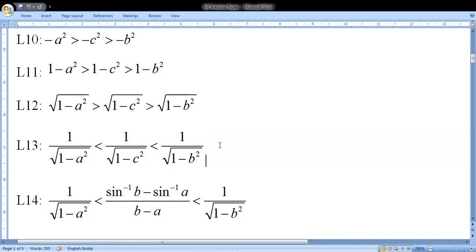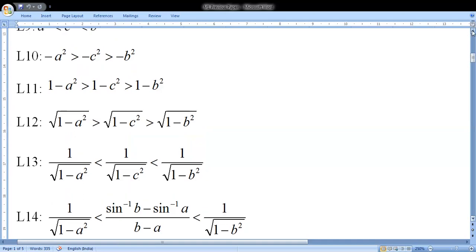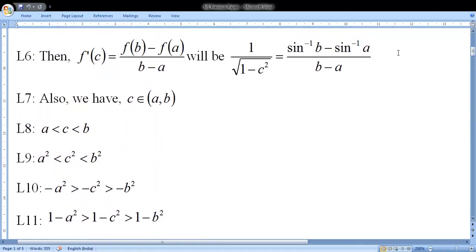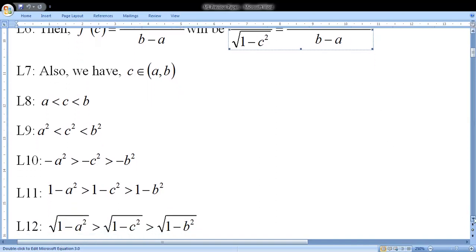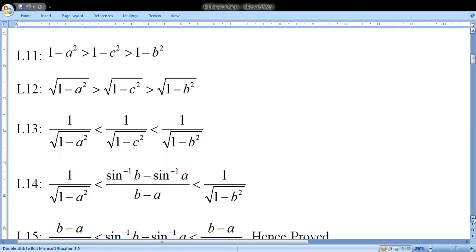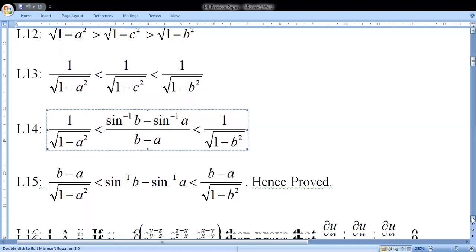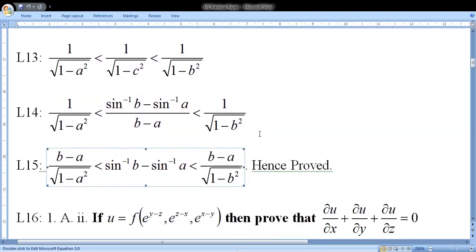And previously we have proved that 1 by root over 1 minus c square is same as sin inverse b minus sin inverse a by b minus a. So I have replaced the term 1 by root over 1 minus c square with sin inverse b minus sin inverse a by b minus a. Since b minus a is the positive quantity, so multiply throughout by b minus a. Then you get the inequality b minus a by root over 1 minus a square less than sin inverse b minus sin inverse a less than b minus a by root over 1 minus b square.